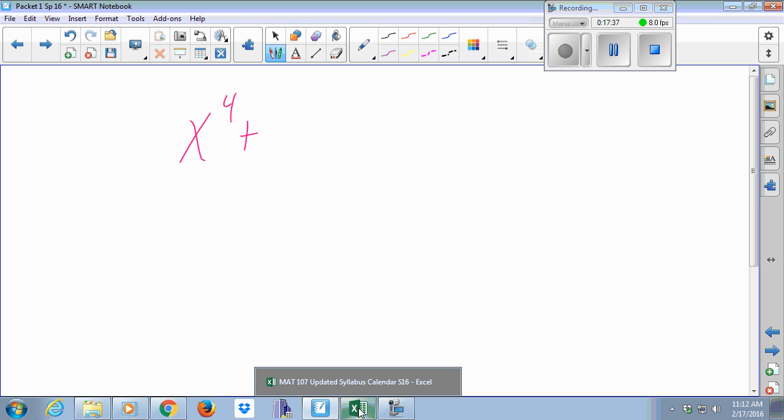Okay, so one other big thing I want to say about these equations is this. X to the 4th plus, what was it, x cubed minus 6x squared equals 0? Or even before we got there.